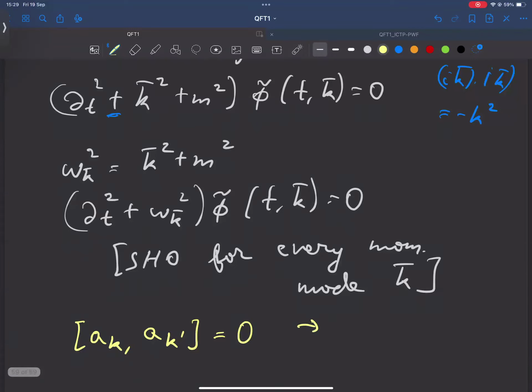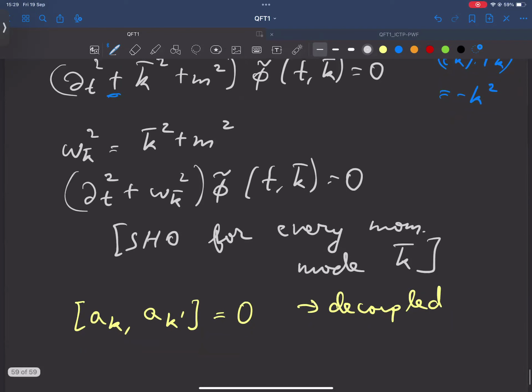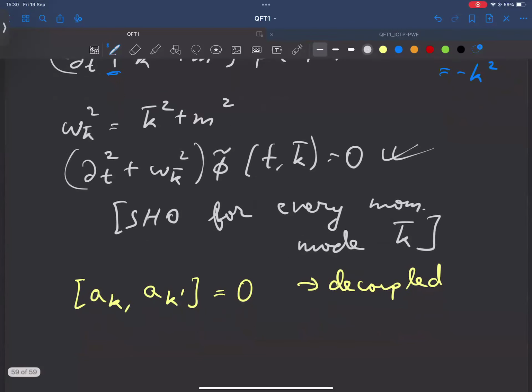So this implies that different momentum modes have their own set of simple harmonic oscillators, with their own annihilation and creation operators. So they are not talking to each other. Each Fourier mode is decoupled. This is why the massive scalar field actually describes an infinite set of simple harmonic oscillators, all decoupled in momentum space. For every mode, it's an independent oscillator, and they all have their own different equations, right? Good.